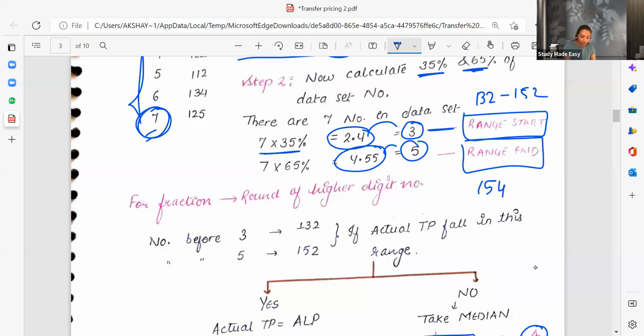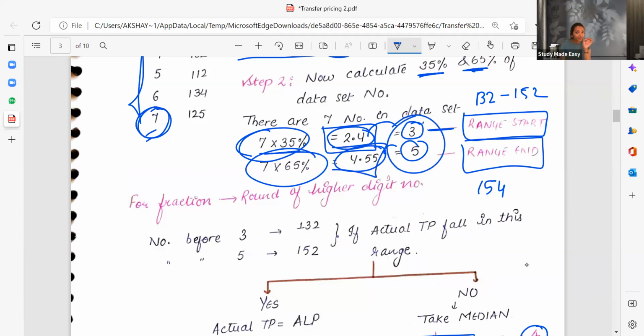After counting the observations, take 35% and 65%. Of what? I have already told you, you have to take 35% and 65% of the number of observations. Whatever the number is, if it is a fraction, then round it off to the next level. And whatever arm's length price has been given in front of that number, that will give you the range.